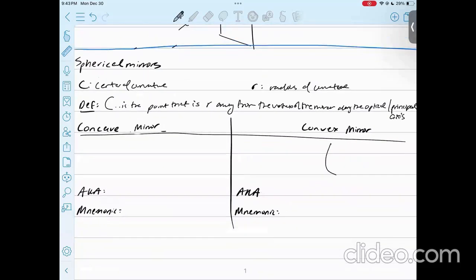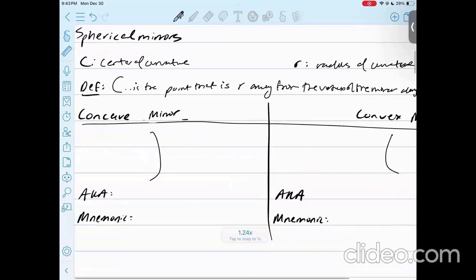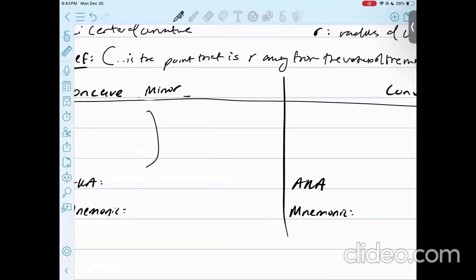Okay, so with spherical mirrors, we have two types. We have concave, which looks like this, and we have convex, which is already there. So the way to remember a concave mirror is it looks like a cave.